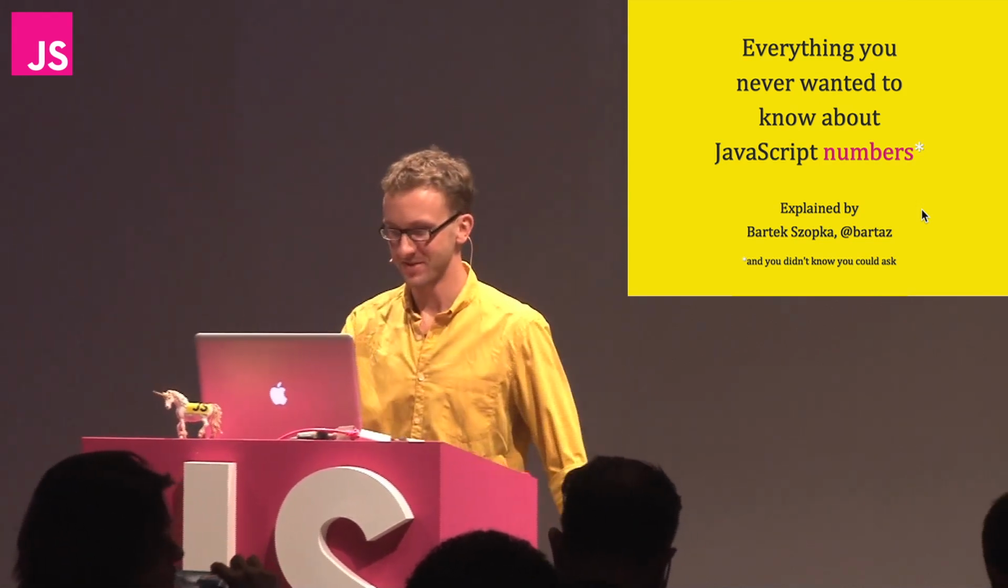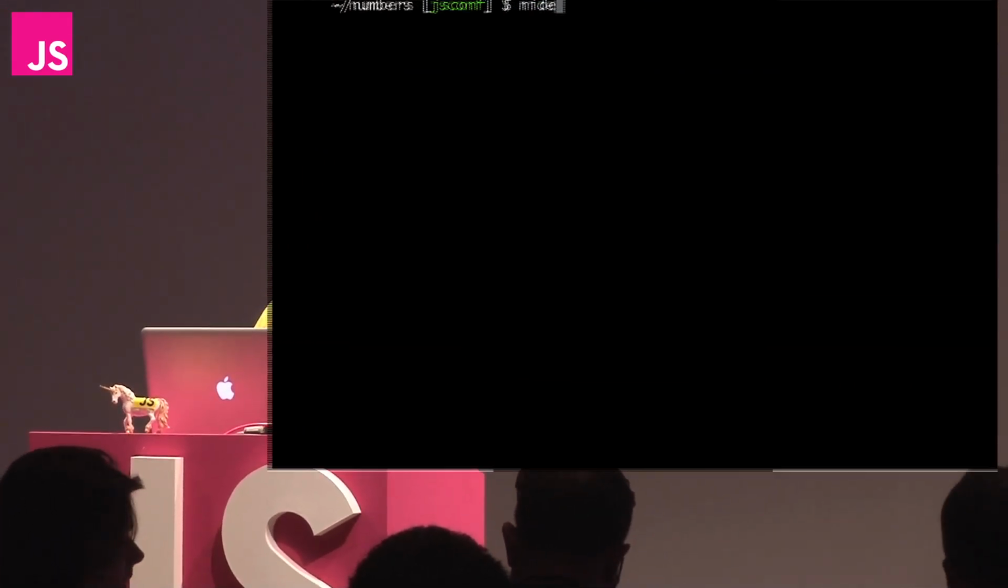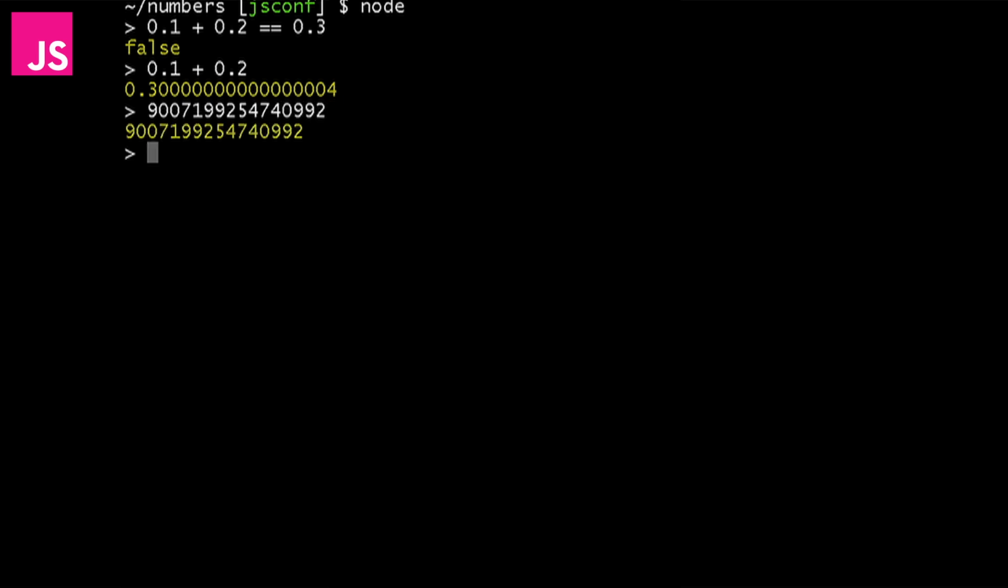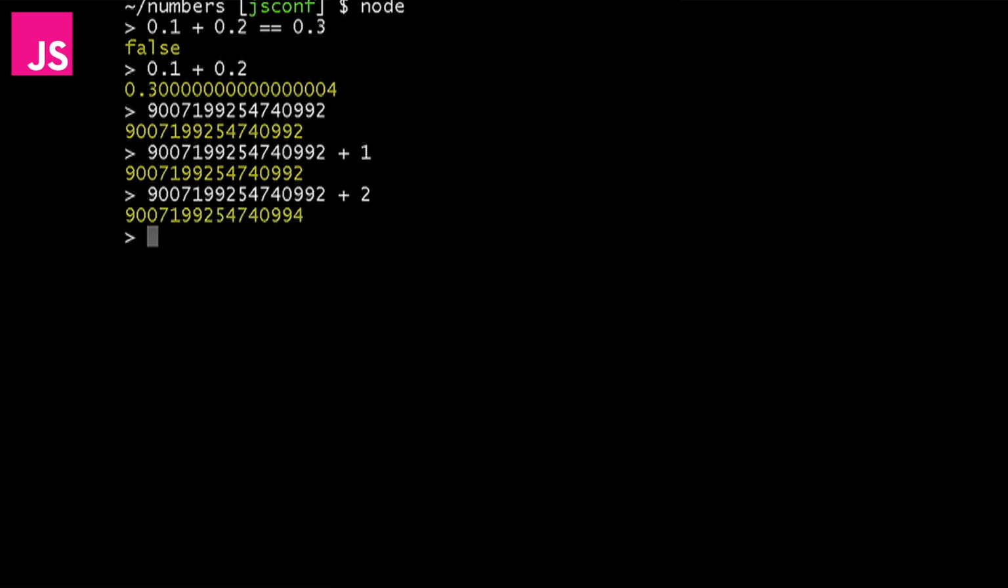Let me give you some examples of that. If we try to add 0.1 to 0.2, you would expect it will be equal to 0.3, but it's not. What it's actually equal to is a number very close to 0.3. On the other hand, if you take quite a large integer, like, for example, this one, and you try to add 1 to it, you will get exactly the same number. But if you add 2 to it, you get the result as expected.